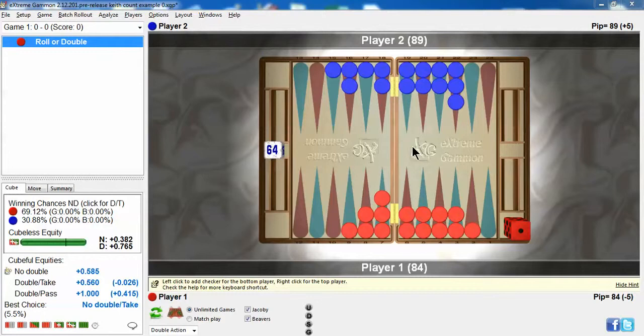So if blue has to roll better than red in order to win, and the more rolls there are, the more chance there is for that to happen, the more chance he has to roll doubles or roll high numbers and catch up. So that's the theory from that part of it.